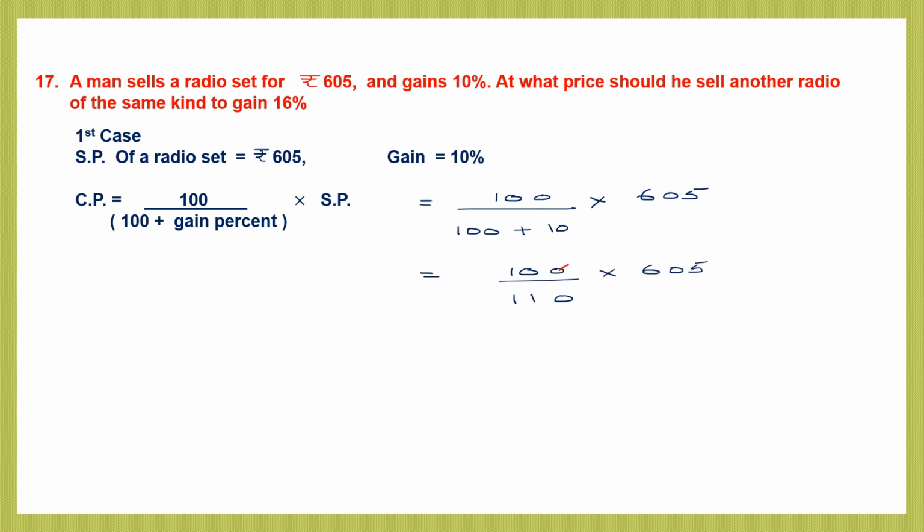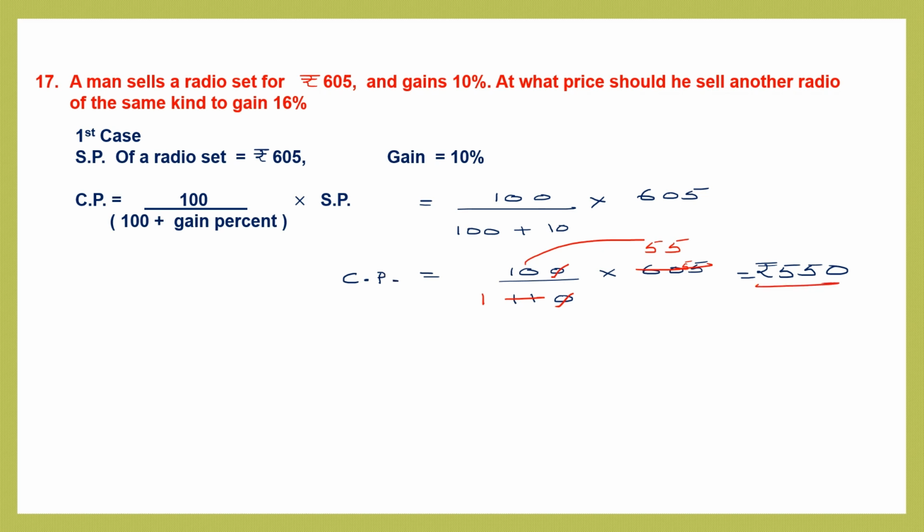Now let's simplify this. Cancel the 0 here. Now I can cancel 11 and 605. 11 ones are 11. 11 fives are 55. So this is 11 fives are 55. Now multiply these two. When we multiply 10 into 55, you get 550. So we have found the cost price. The cost price is 550 rupees.